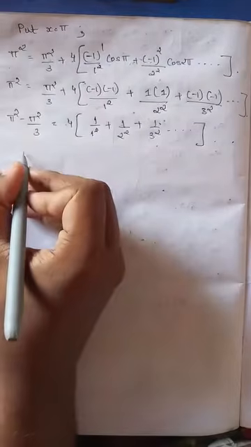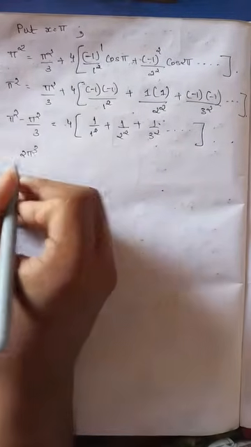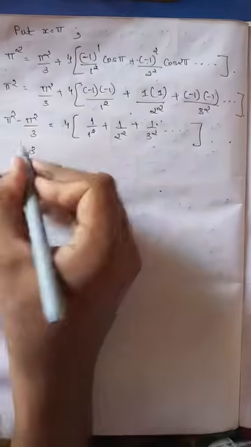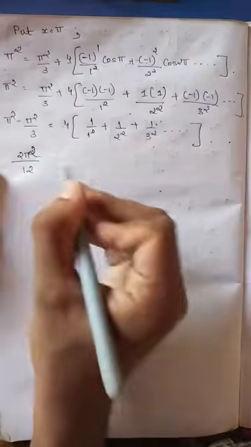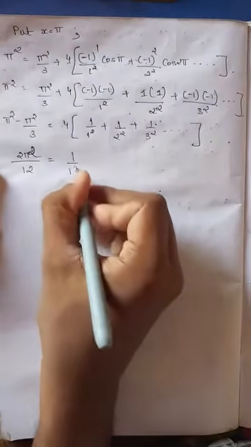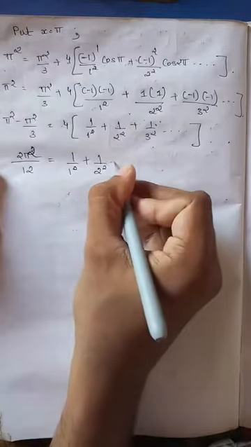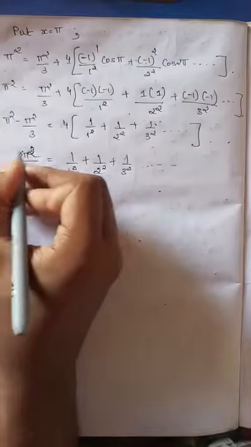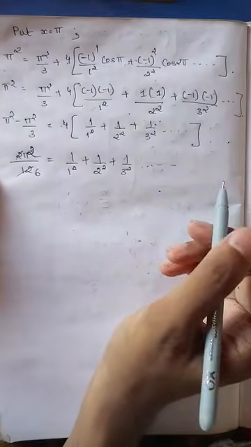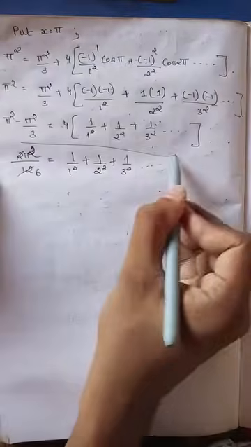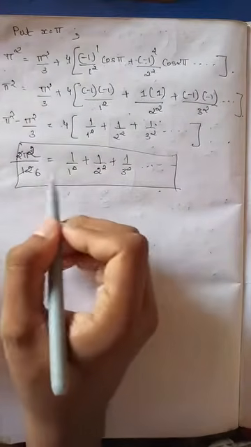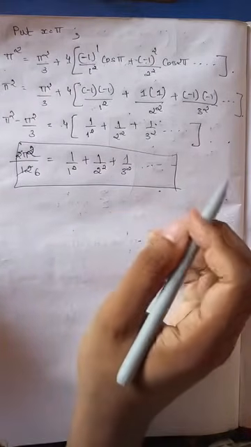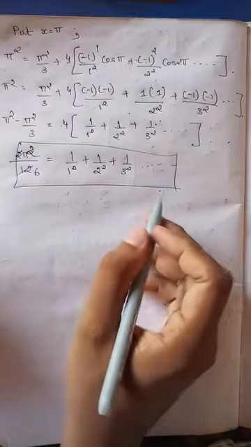So this becomes 2 pi square by 3, and let me bring this 4 to another side, that is 4 into 3 becomes 12, 2 pi square by 12 equals 1 by 1 square plus 1 by 2 square plus 1 by 3 square. So we can cancel this, pi square by 6. So this is the second proof, pi square by 6 equal to 1 by 1 square plus 1 by 2 square plus 1 by 3 square, and so on up to infinity. So now we'll do the third proof.